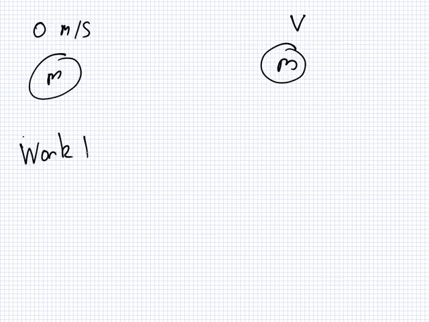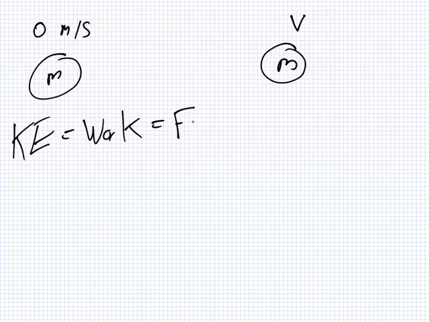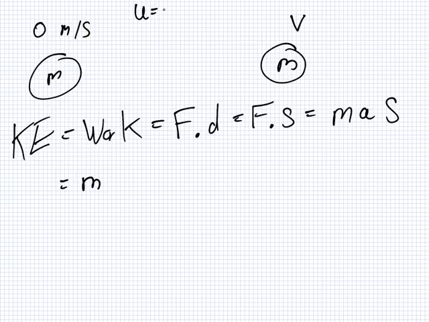What is the work done? Let me just be more clear here. The kinetic energy, KE, is the work done. What's the formula for work? Force times distance, which is F times S, which is ma times S, which is m, and then we need to work out what the a is. So, we have u is 0, v is v, a is a, t is t, and s is s.